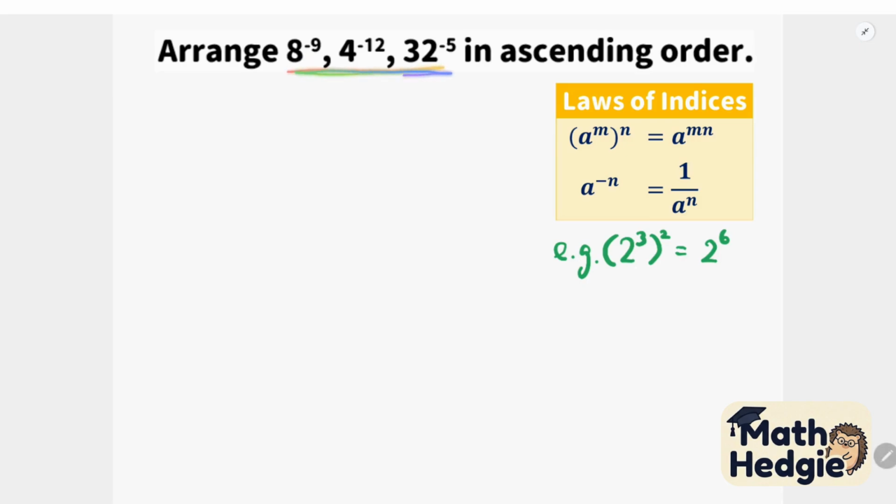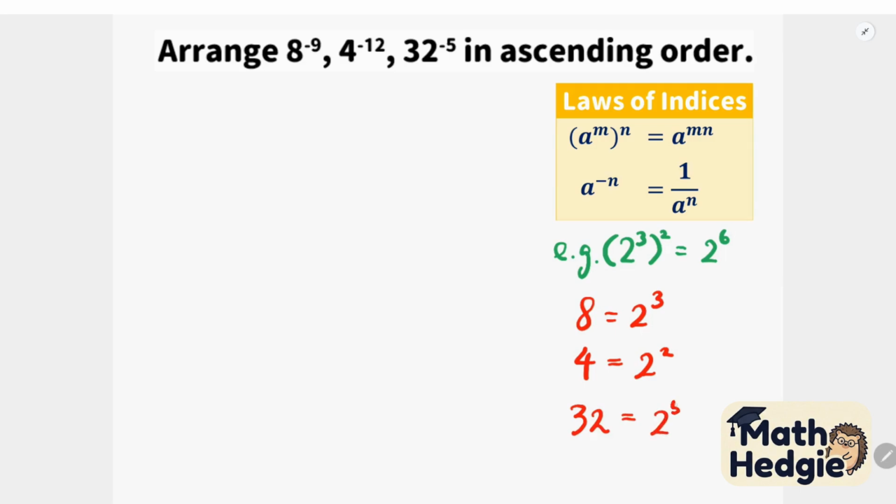Alright, let us look at our numbers. We have 8 to the power of minus 9, 4 to the power of minus 12, and 32 to the power of minus 5. 8, 4, and 32 are all powers of 2. 8 equals 2 cubed. 4 equals 2 squared. 32 equals 2 to the power of 5. So let us rewrite each number as 2 raised to some power.